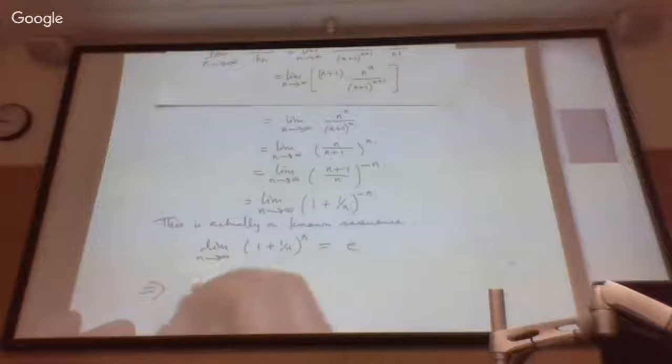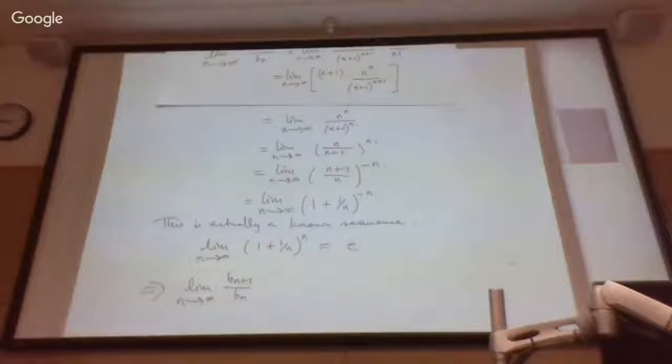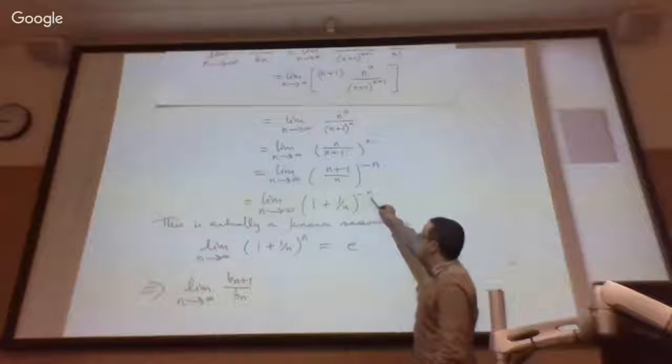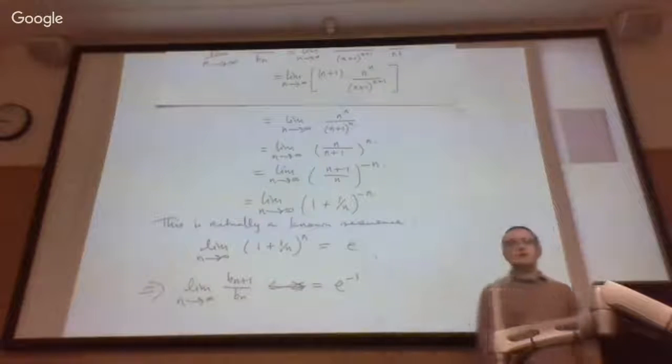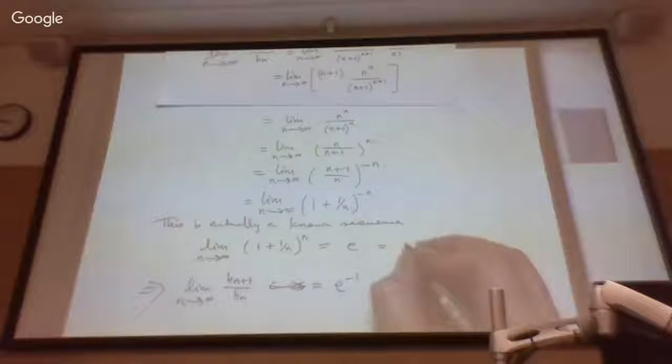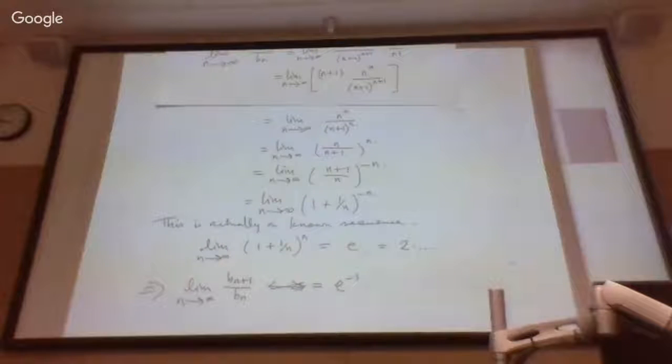So this will imply that the limit as n goes to infinity of bn plus 1 over bn, well, we're taking 1 over that, because we're raising to the power minus n. So we're looking at the reciprocal of these things. This limit will be equal to 1 over e, or e to the minus 1. Now we know approximately what the value of e is. e is 2 point something, 2.718 or something. Anyway, it's two and a bit. That's the point about it. So e inverse is certainly strictly less than 1.